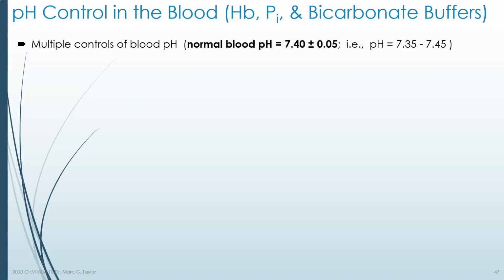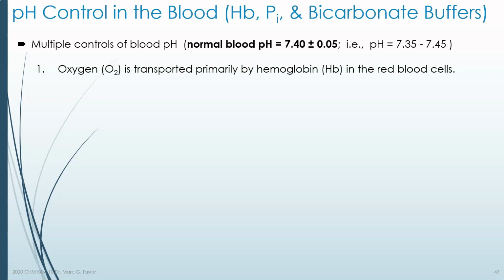So these 3 buffers combine to control the pH of our blood very, very carefully and to a very narrow range. Our blood in humans, the pH of a healthy person is always between 7.35 and 7.45. That's a very narrow range, only 1/10 of a pH unit. So 7.40 plus or minus 0.05. And that is done by these 3 buffer systems.